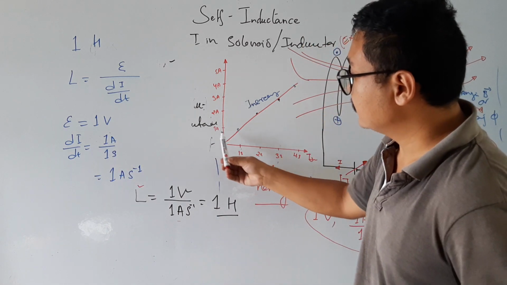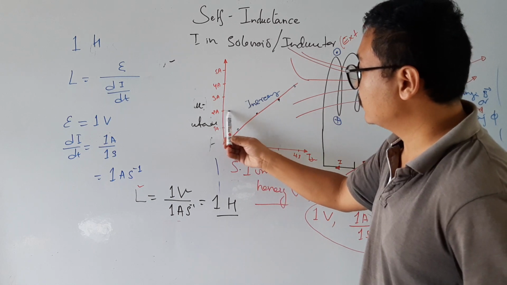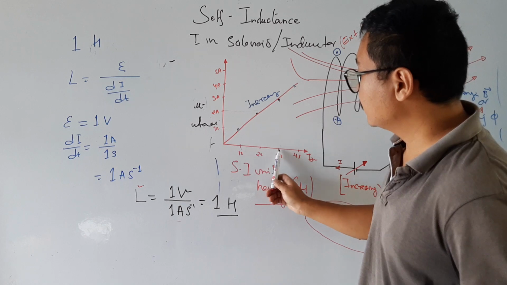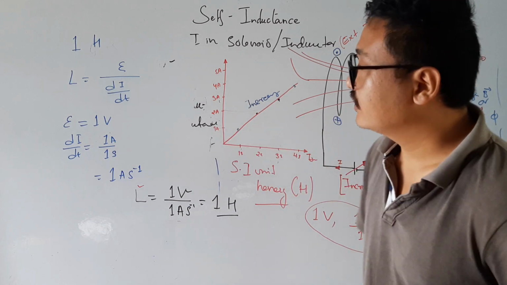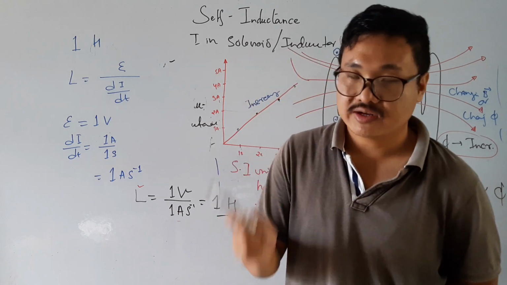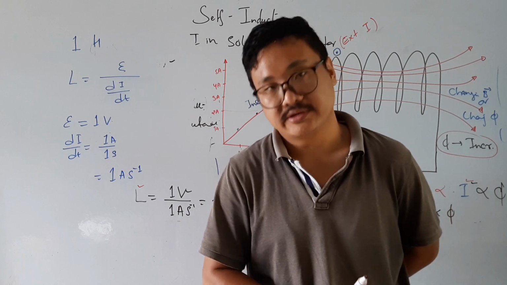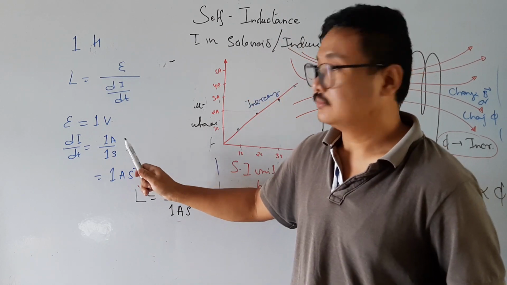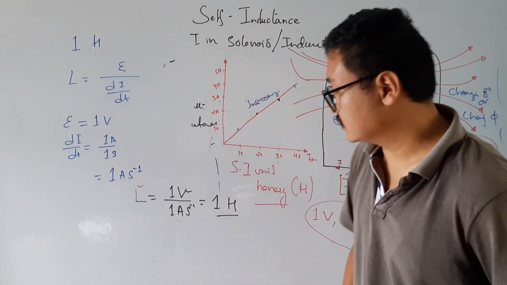So in 1 second it is changing 1 ampere. In another 1 second it is again changing 1 ampere. From 1 to 2 seconds it changes by 1 ampere, and from 2 to 3 seconds it changes by 1 ampere. So 1 Henry is when 1 volt of EMF is produced by changing electric current by 1 ampere per 1 second. That time the inductance is called 1 Henry.